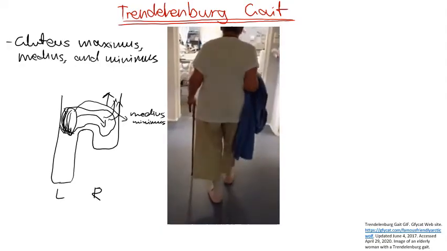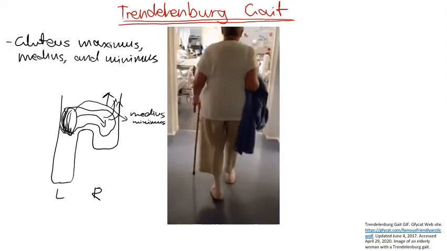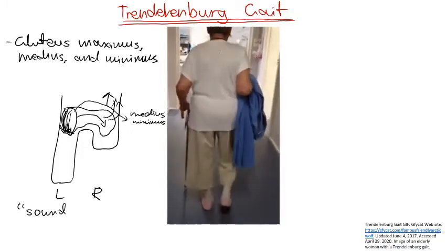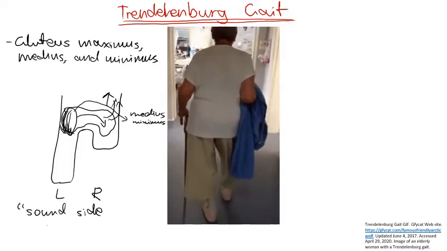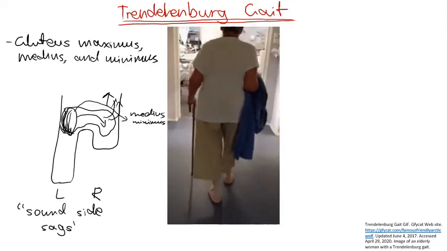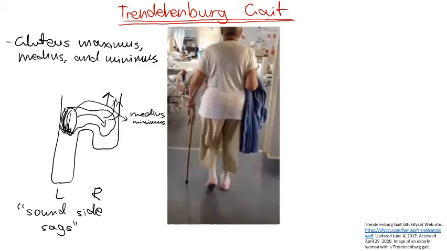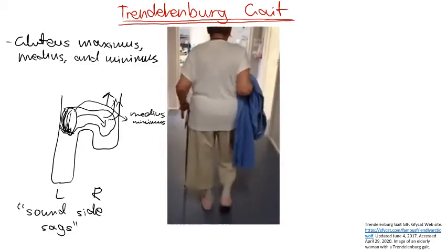So whenever we assess for a Trendelenburg gait, we always say that the sound side sags. The side of the pelvis that has sound muscles, so muscles that are working properly, that side always droops.